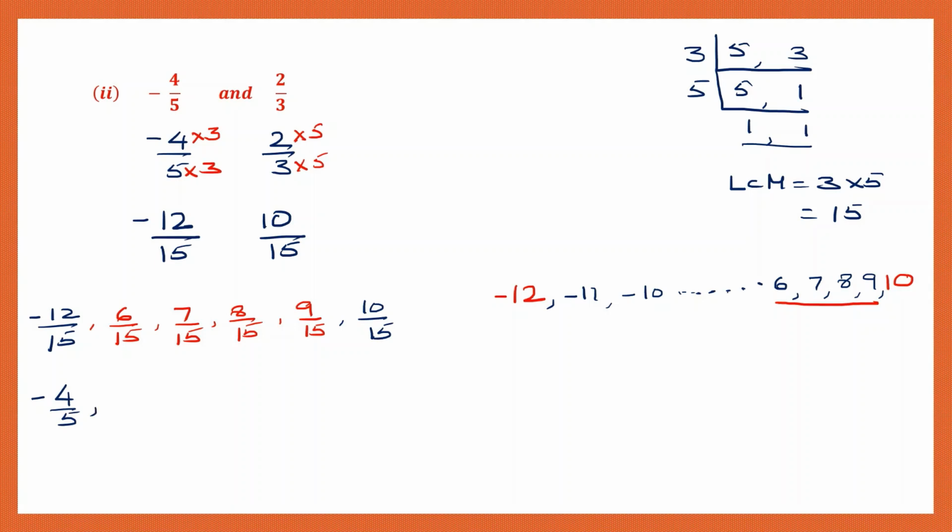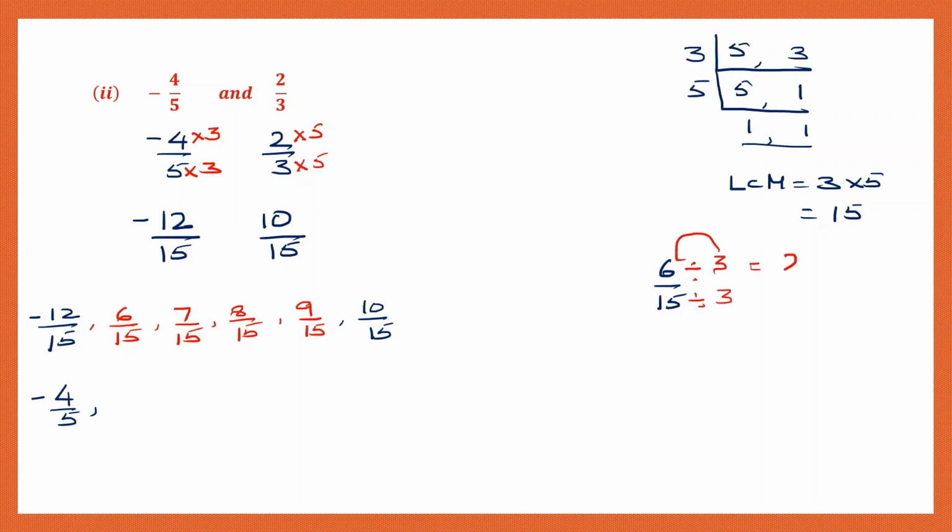Now 6 by 15, we can reduce it to the lowest term. 6 by 15, we can divide both by a common factor. We can divide both by 3. So let's divide both by 3 and see what we get. 3 2s are 6, so that is 2. And denominator 3 5s are 15. So we've got 2 by 5. So this will be 2 by 5.